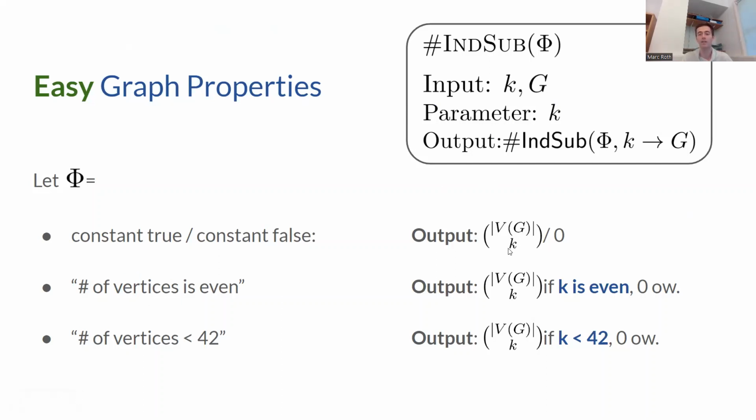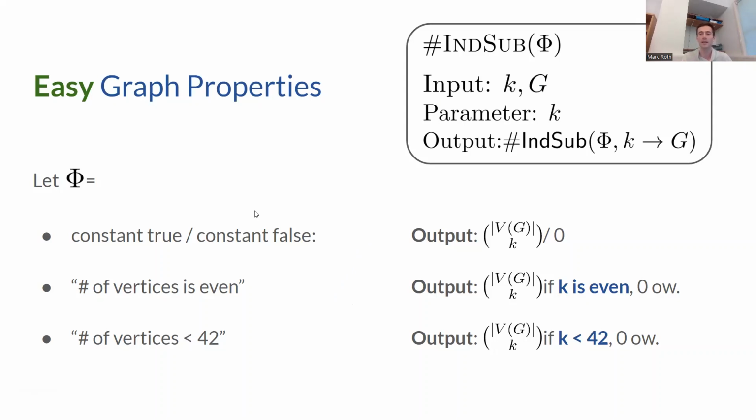Because on input G and k, we just have to check whether k is even. If that's the case, we output the number of vertices choose k. And if it's not even, then we just output 0. And with this, for the same reason, the property of having at most 42 vertices also yields a very easy or even trivial problem. And what those examples have in common is that in each case, if you fix k, the property is then either true or false on all graphs with k vertices.